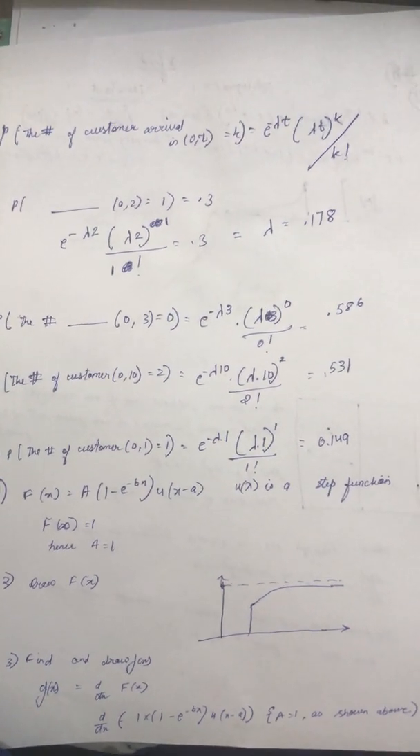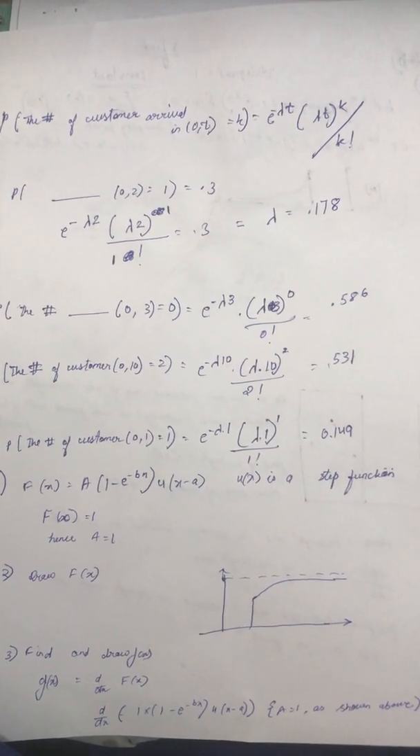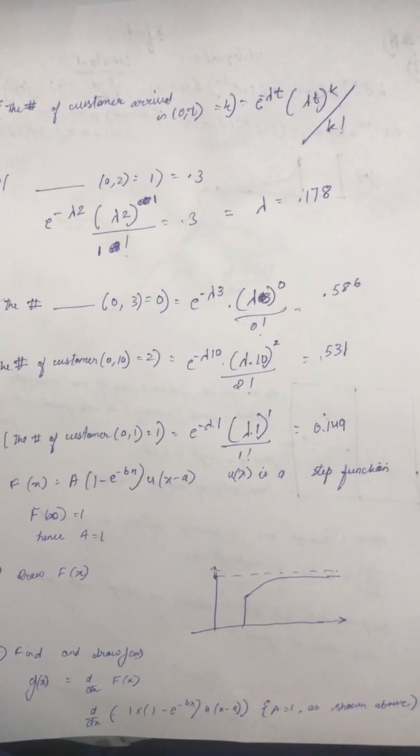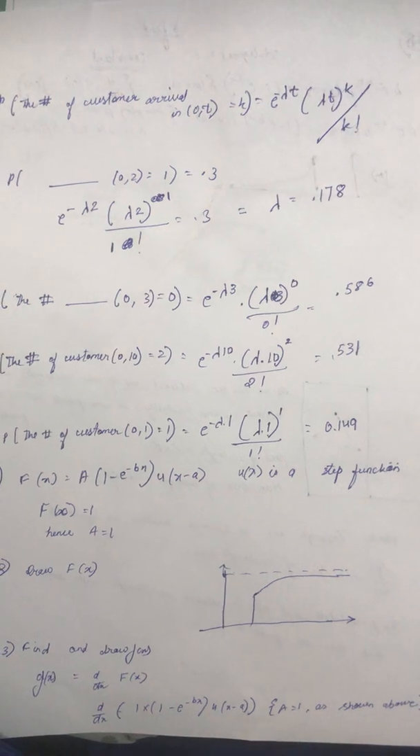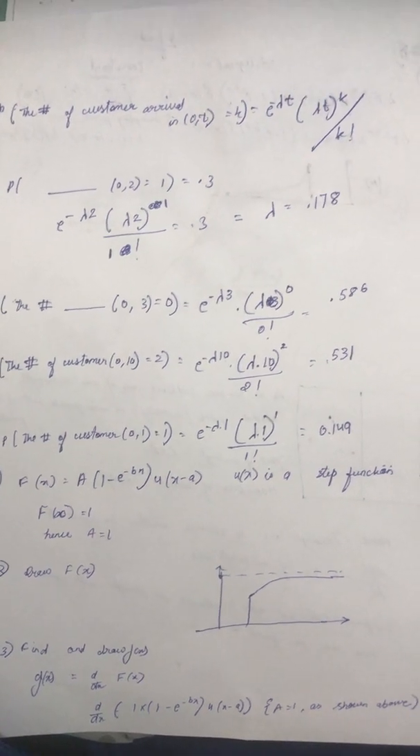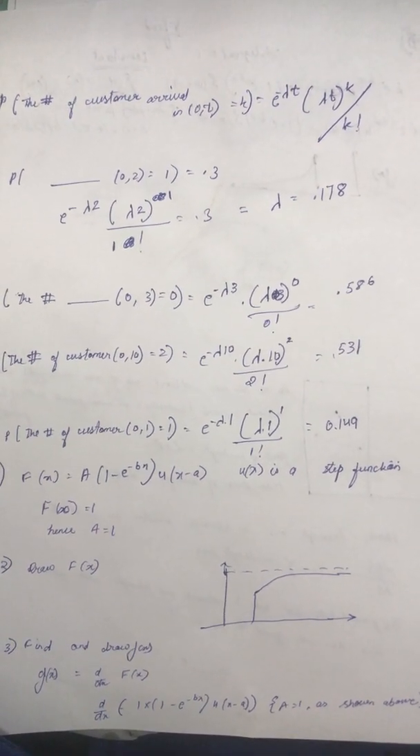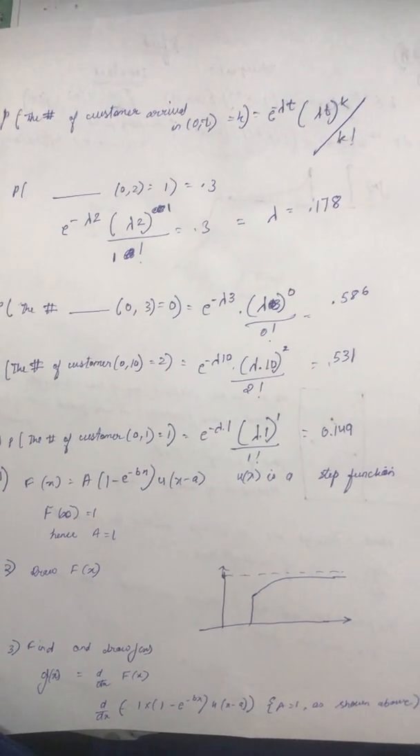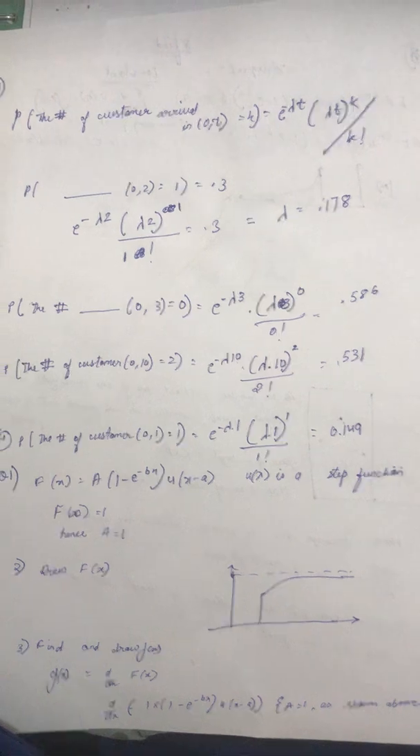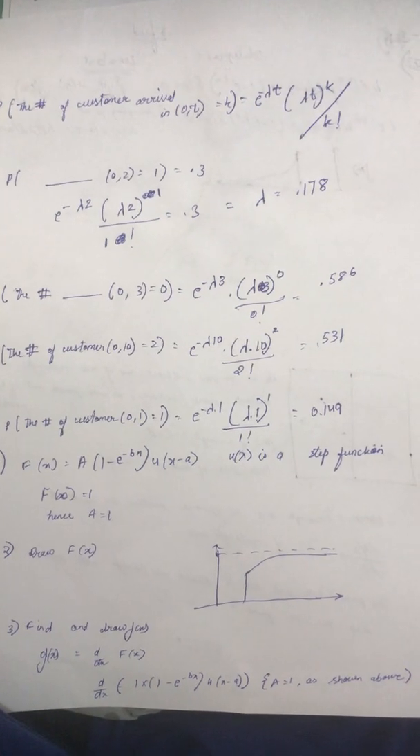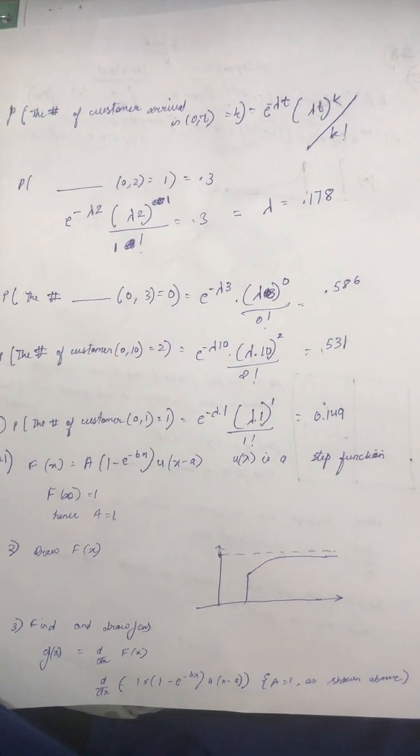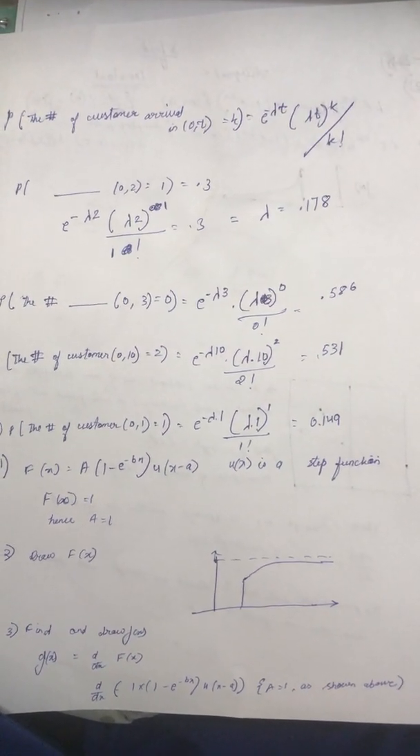So question number 5 goes like this. The customer flow at a grocery store can be viewed as a Poisson process. That is, the probability of the number of customer arrivals in time 0 to t being equal to k is e to the power minus lambda t into lambda t to the power k divided by k factorial. Suppose the probability that in 2 minutes at least one customer will arrive equals 0.3.